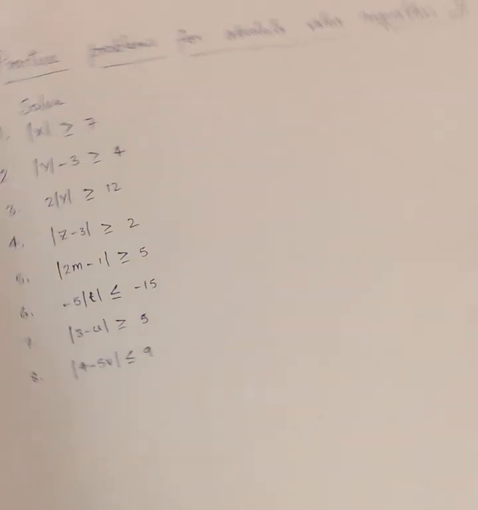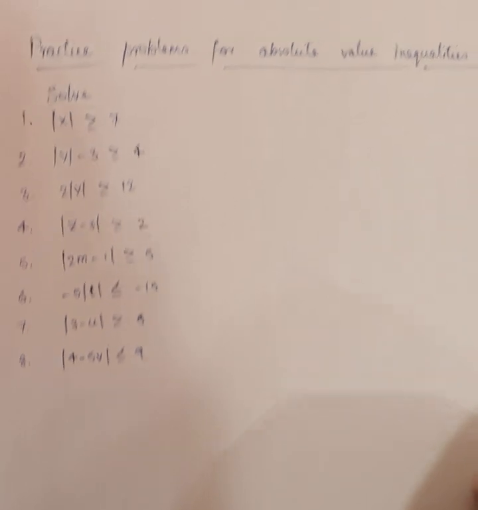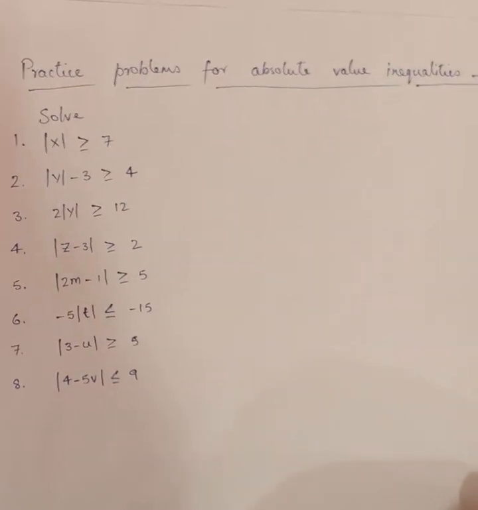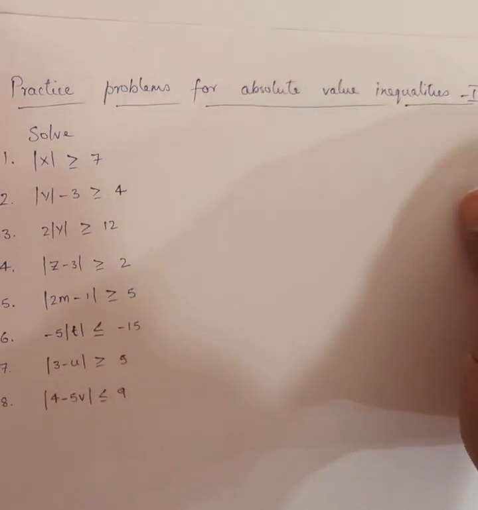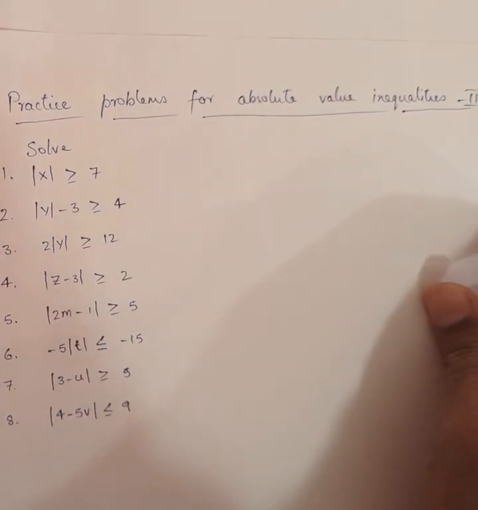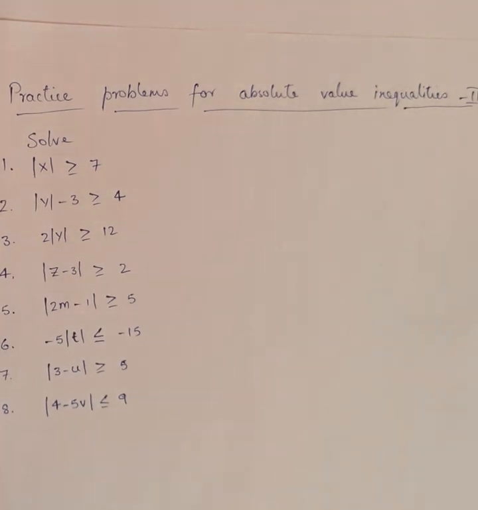And I have some practice problems here for this particular video. And the answers will be in the video description. So there are 8 problems. Solve absolute of x greater than or equal to 7. So it's just a matter of writing the 2 parts of the solution. In 2, you would have to first get rid of the negative 3. You would first add 3 on both sides and then write down the 2 parts of the solution.